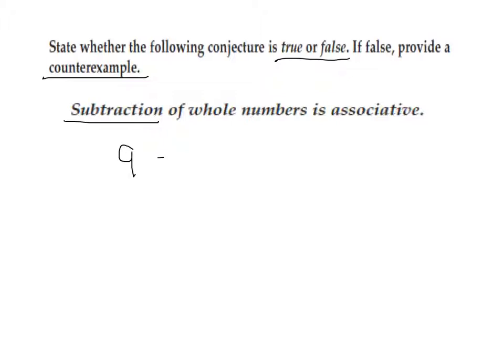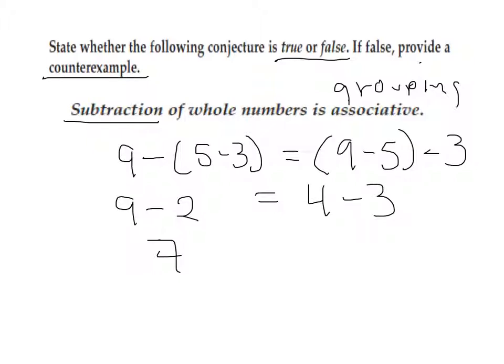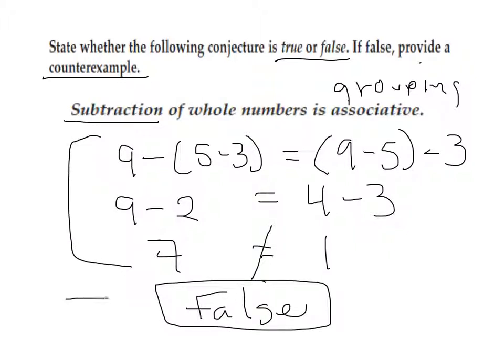Let's see here. Associative is grouping. I'm going to make a group here, and I'm going to go 9 minus 5 minus 3 in the group. And I'm going to make the statement equal to, and I'm going to change the group here, 9 minus 5 minus 3. Alright, so I'm going to now work out the problems according to PEMDAS. So I have 9 minus 2, and 9 minus 2 is 7. Is that true to the statement on the other side of this equation? 9 minus 5 is 4 minus 3, and that is 1. Is this a true statement? No. So therefore, I provided a counterexample, and the statement above, subtraction of whole numbers is associative, is false. So notice I provided a proof, and there's my answer.